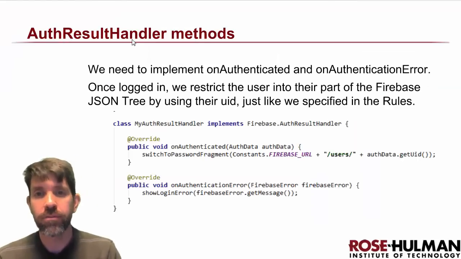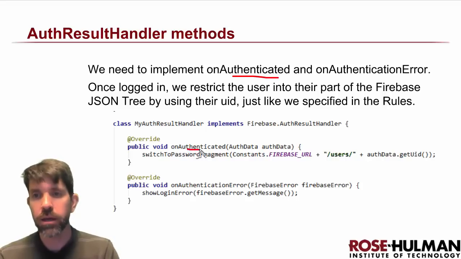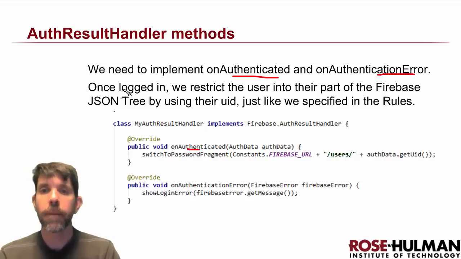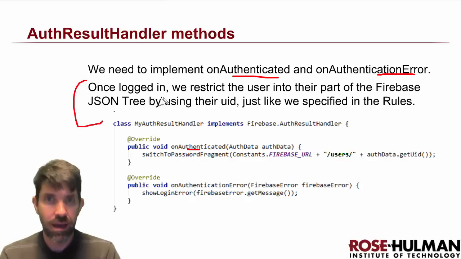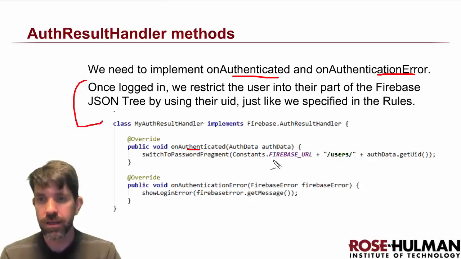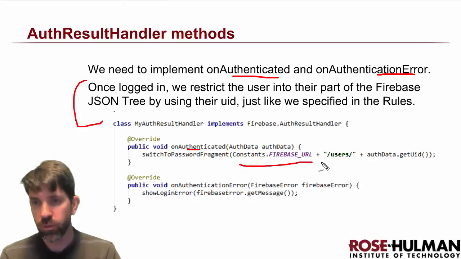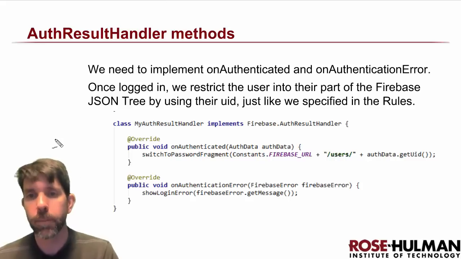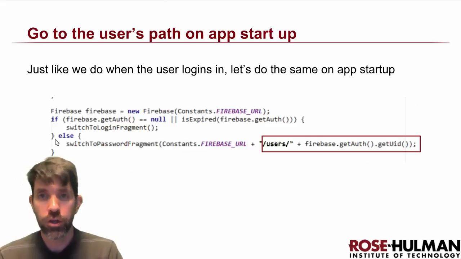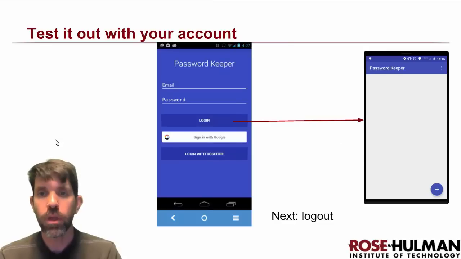So we saw our auth result handler here, and again, a couple methods that we wanted to write. So the unauthenticated callback, and then the error. Okay, and again, the important thing here is that once they actually were logged in, we don't just give them access to the whole thing. We push them right down to their part of the JSON tree that they have access to. All right. Good. And we fixed that in onCreate as well. We tested it out. Now it's time to do logout.